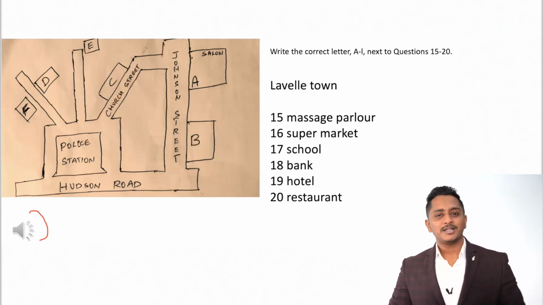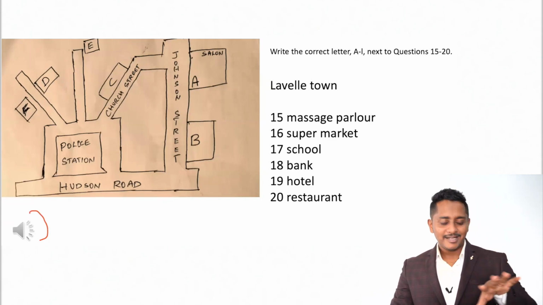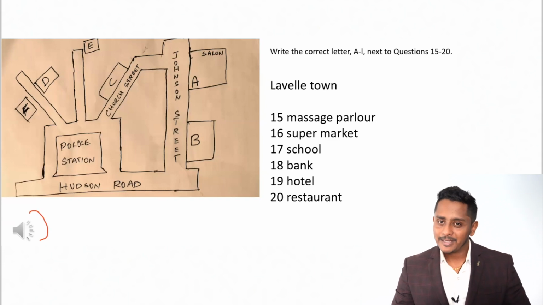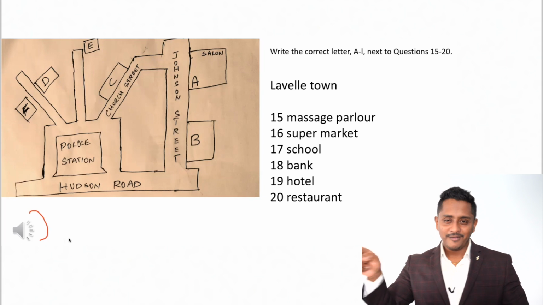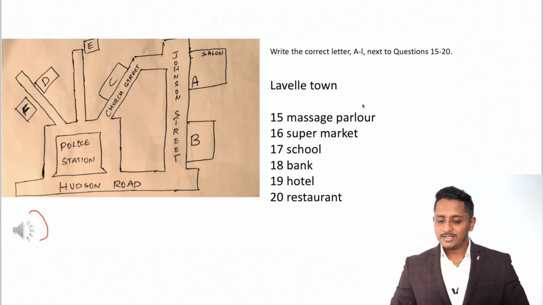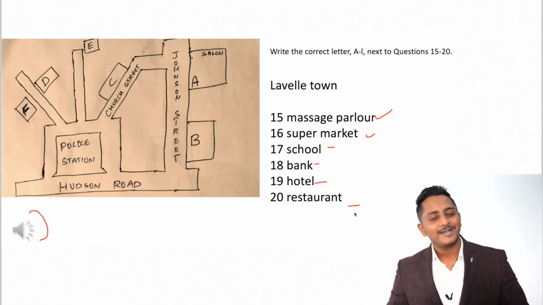Some 30-35 seconds, you have some time to listen to the audio, correct? Use that time to understand these things and be ready. And when the audio starts, just use your mouse or your finger to identify which is the massage parlor, which is the supermarket, school, bank, hotel and restaurant.